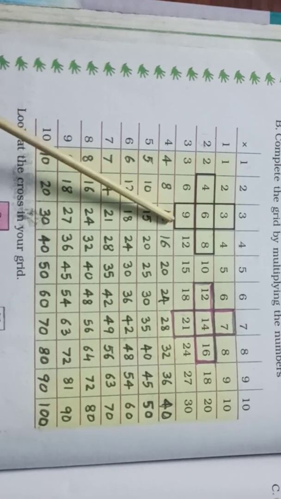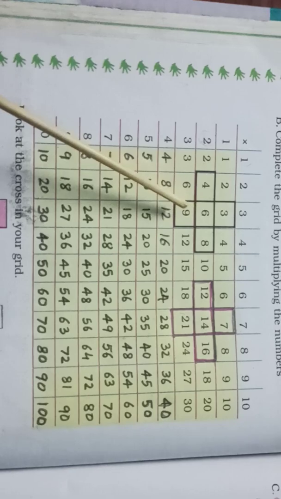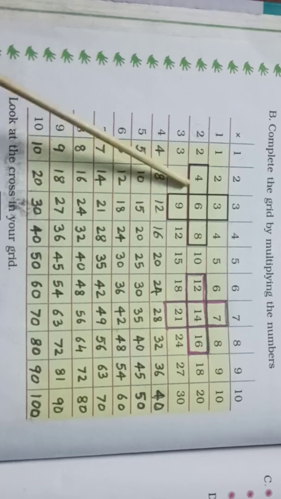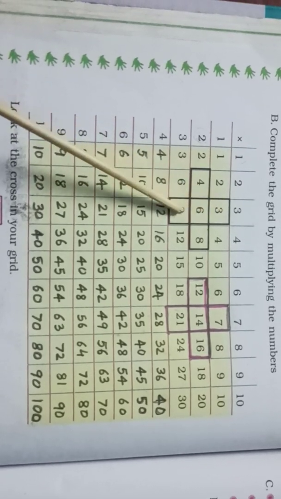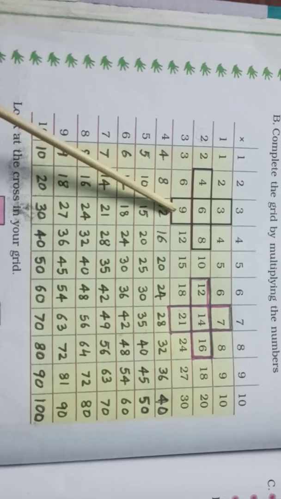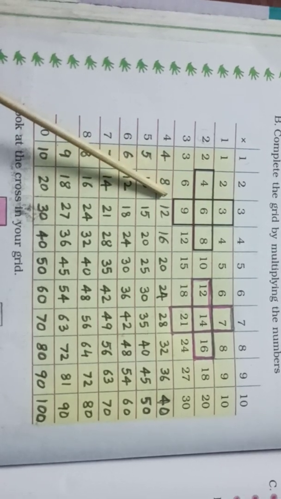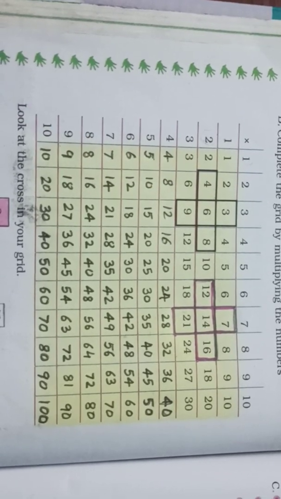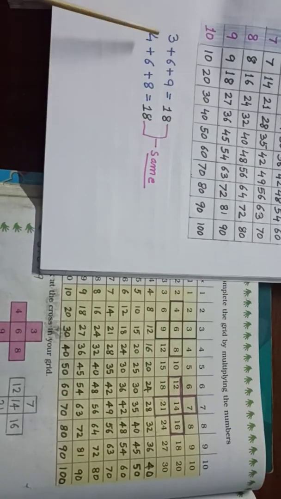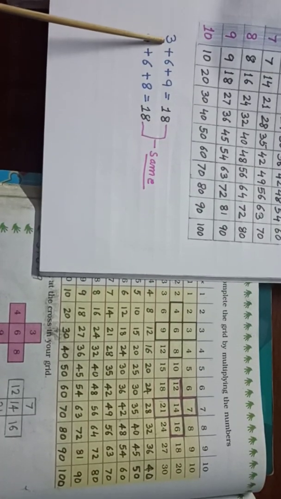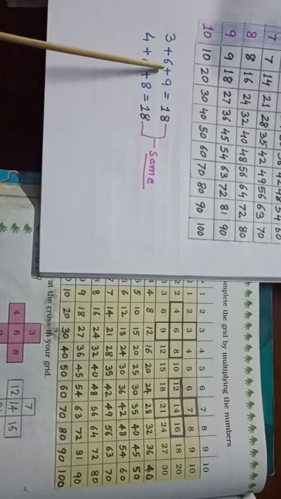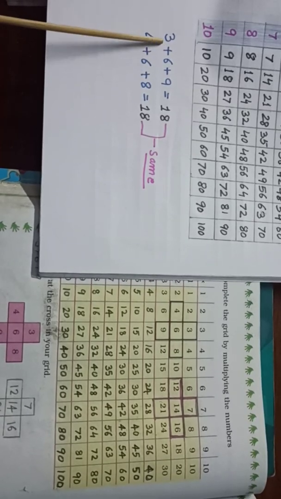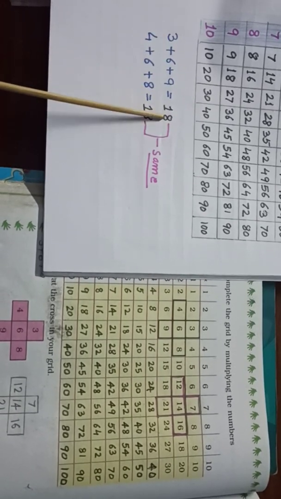If you see here, we have 3, 6, 9 in this column and 4, 6, 8 in this row. If we add the numbers together from top to bottom, that is 3 plus 6 plus 9. Let's add. Look here, children. First I add 3 plus 6 plus 9. These are all the numbers in a column. Okay. So when we add these 3 numbers, we get 18.